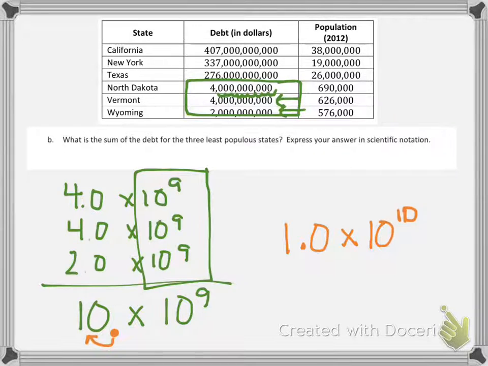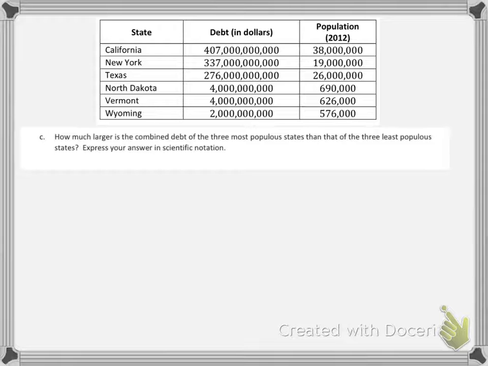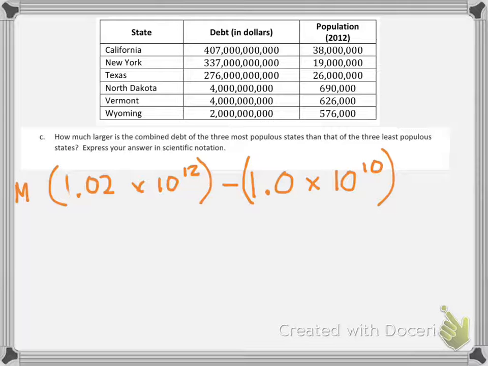Okay, let's do part C. How much larger is the combined debt of the three most populous states than the three least populous states? This is where we're going back to our last lesson, and I'm going to grab our answers from the first two and put them in here. This is the most: 1.02 times 10 to the 12th, minus the sum of the least, which I put over here, 1.0 times 10 to the 10th.